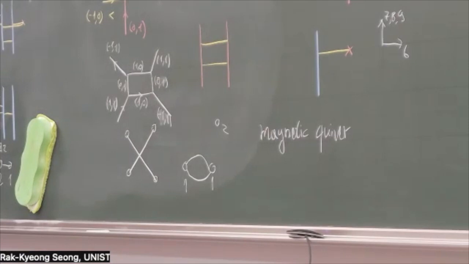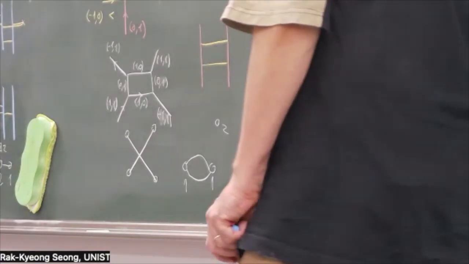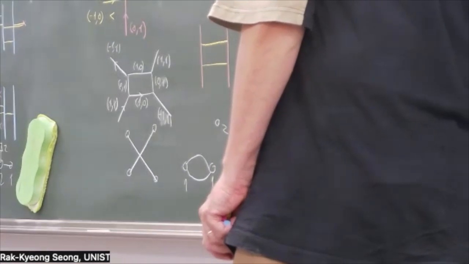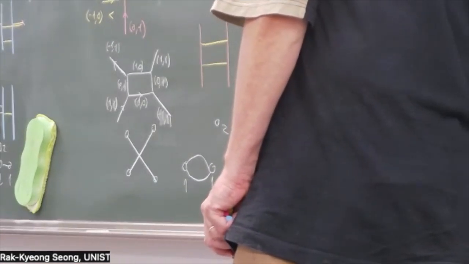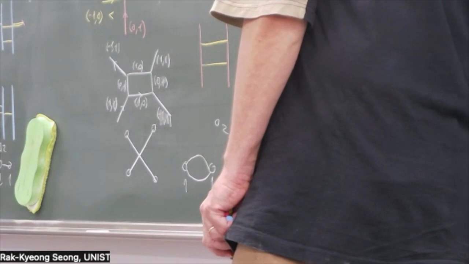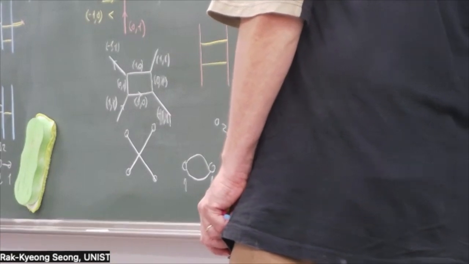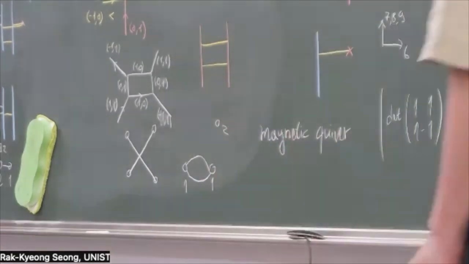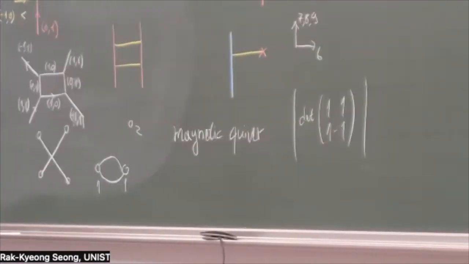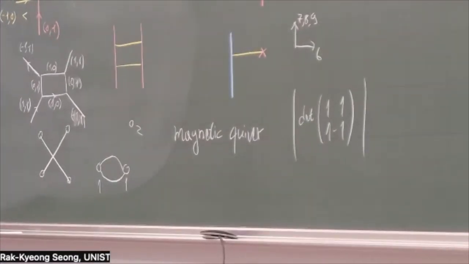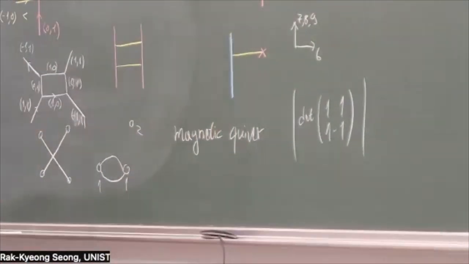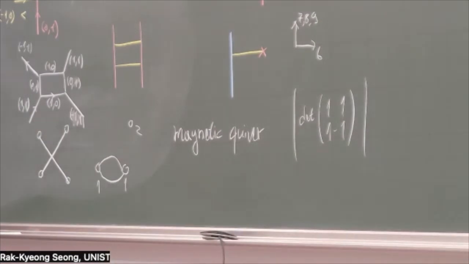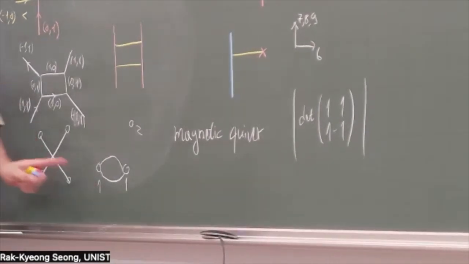So I draw the (1,1), (1,-1). I take the determinant. Okay. This is the magnetic quiver for this configuration.